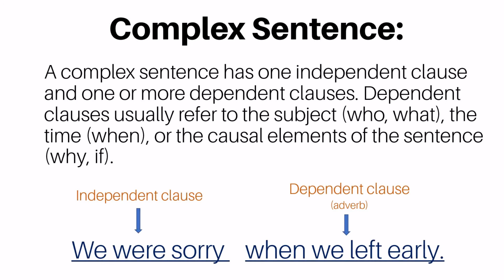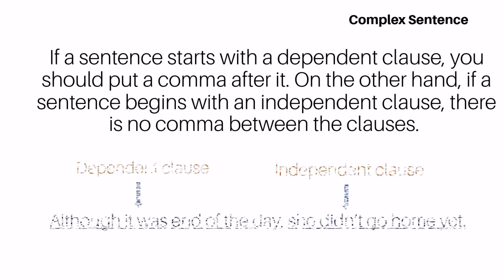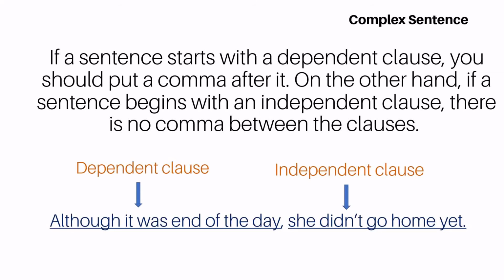If a sentence starts with a dependent clause, you should put a comma after it. On the other hand, if a sentence begins with an independent clause, there is no comma between the clauses. For example, see here: although it was end of the day, she didn't go home yet. So there are two clauses here, and the first clause is a dependent clause, followed by an independent clause. So why is the dependent clause there? Although it was end of the day, this part depends on 'she didn't go home yet'.